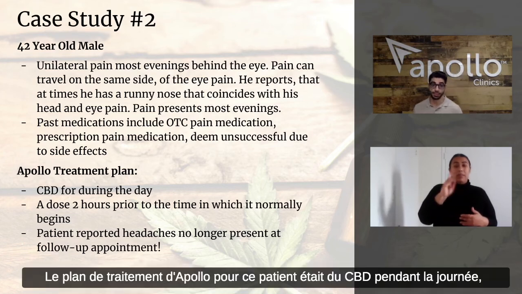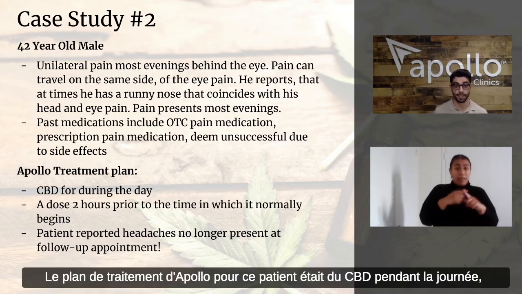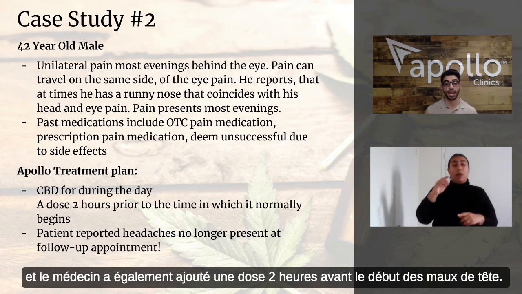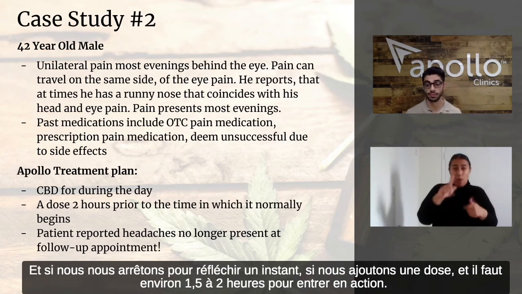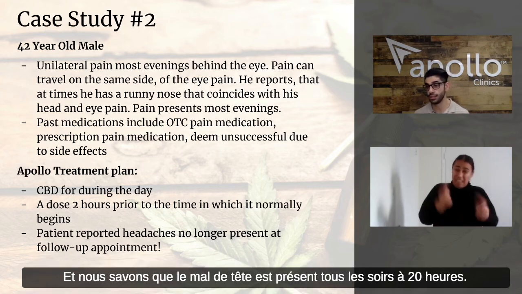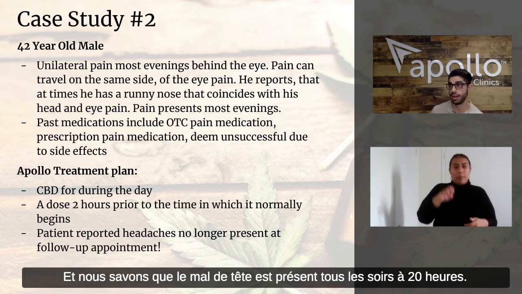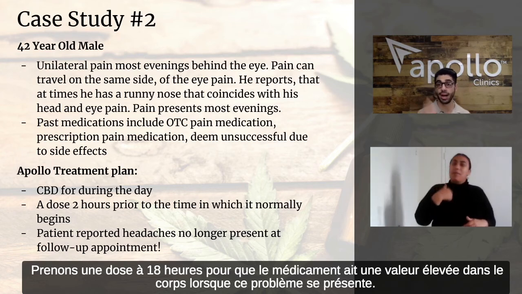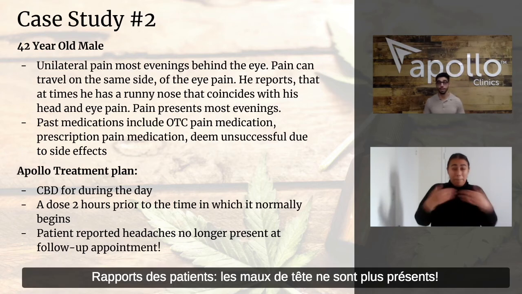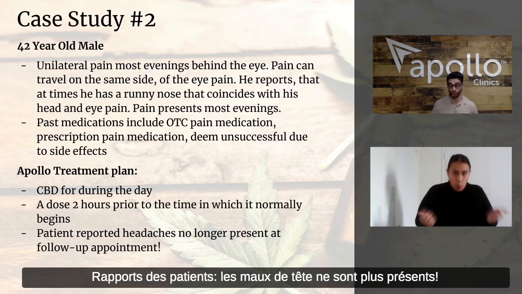Apollo's treatment plan for this particular patient was CBD during the day, and also the physician added a dose 2 hours prior to the time in which the headaches normally began. And if we stop to think for a moment, if we're adding a dose and it takes about an hour and a half to 2 hours to kick in, and we know the headaches present every night at 8 p.m., well, let's take a dose at 6 p.m., and the medication will be at a high value in your body when that problem presents. Patient reports headaches are no longer present.